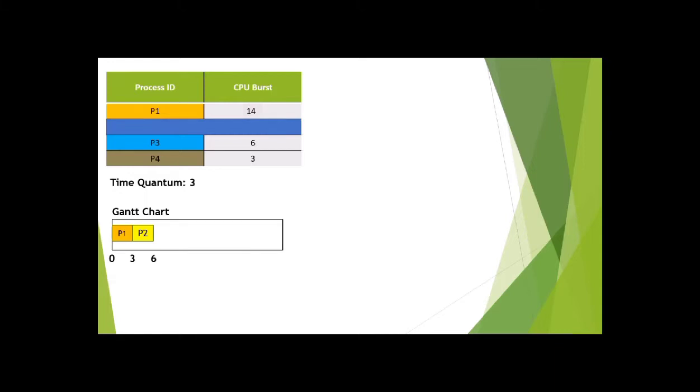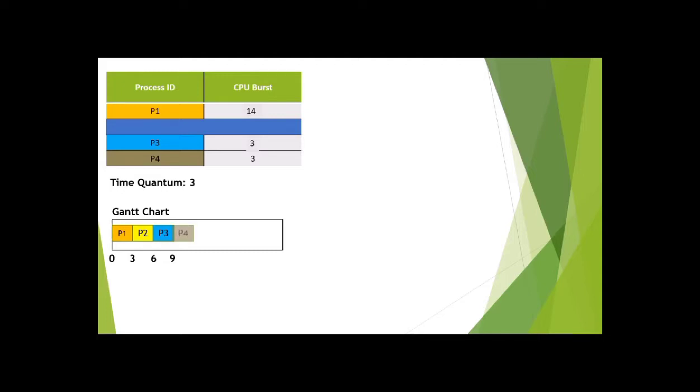So next is si P3. So pumasok siya at the time of 6 seconds at natapos siya at the time of 9. So, ibabawas din natin sa kanya yung 3 seconds na nagamit niya. 6 minus 3 is equals to 3. So may natira pa siyang 3 seconds.